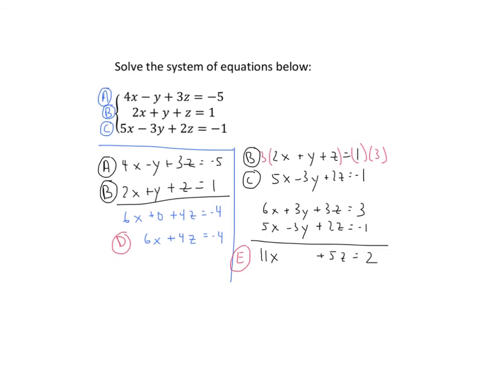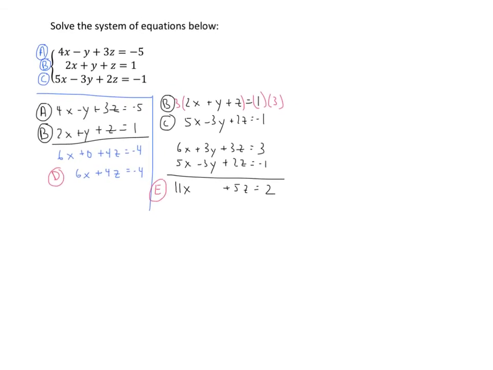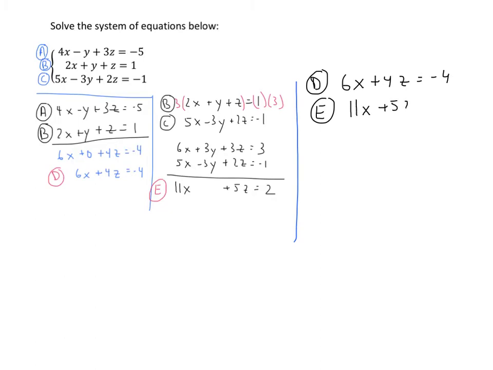Because now what I'm going to do is I'm going to do elimination again. I'm going to use equations D and equations E. All right, let me rewrite those over here. Equation D was this: 6x plus 4z is equal to negative 4. And equation E was this: 11x plus 5z is equal to 2. Right? So this problem here is a lot easier to work with. Why? Because I don't have any more y's. I only have two variables.